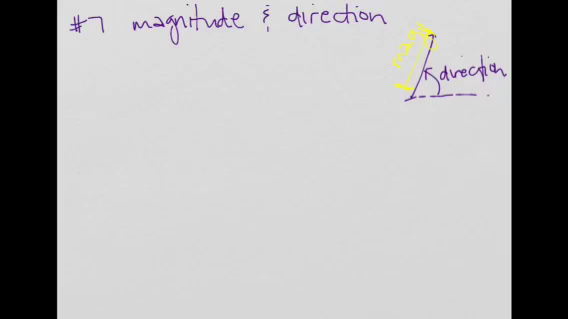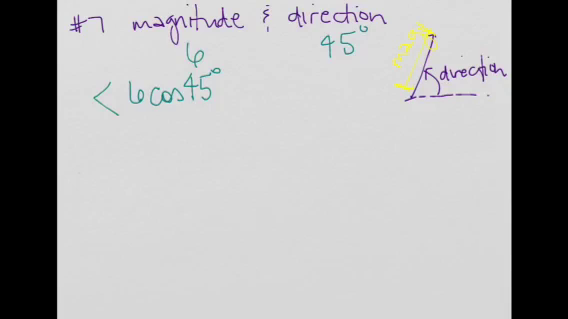Okay, so for number 7, it gives us a magnitude of 6 and a direction of 45 degrees, right? So I'm going to write this in component form, which we know looks like this. I take my magnitude and multiply that by the cosine of my direction. So this becomes 6 times the cosine of 45.